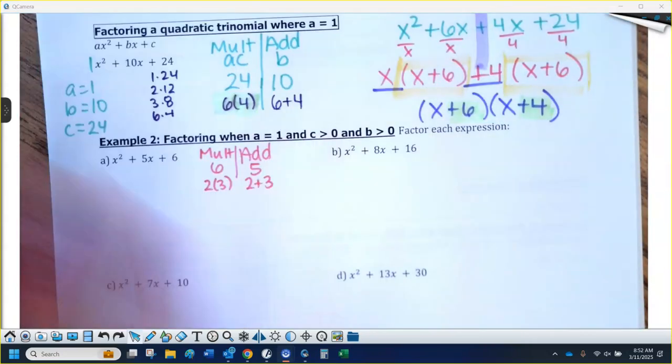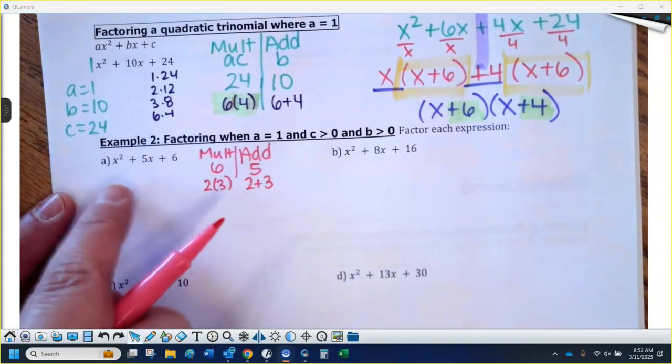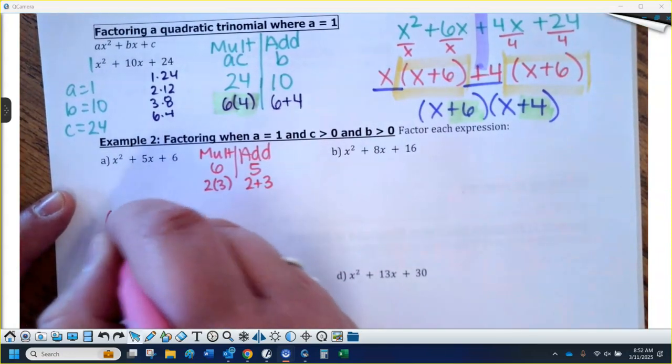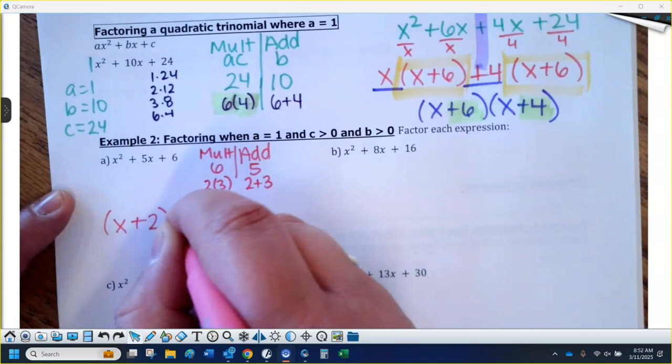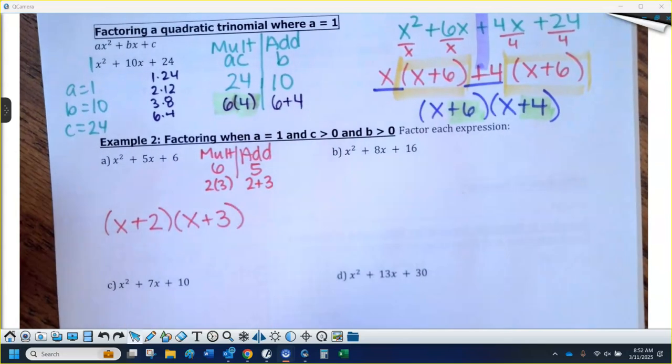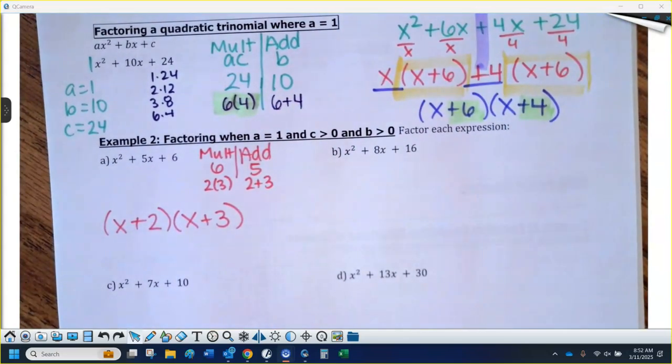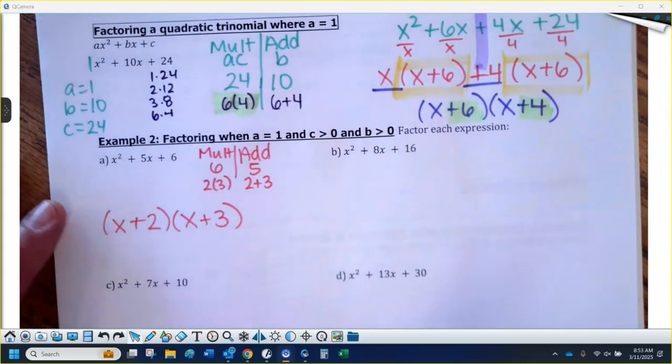Now, instead of doing that whole process with factor by grouping, because this just started with the x squared, I could just go ahead and write, this is x plus 2, x plus 3. Just whatever the two numbers are, that'll be your two factors, and each of the beginning pieces will just be an x. If you're not sure, you can always FOIL this back out.